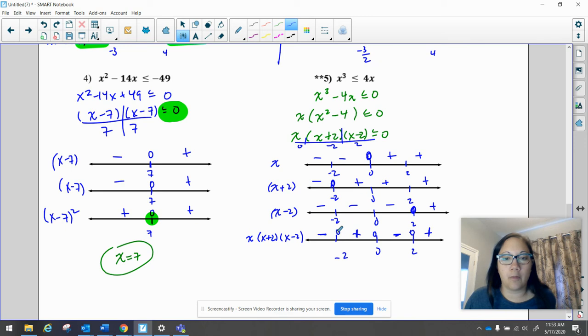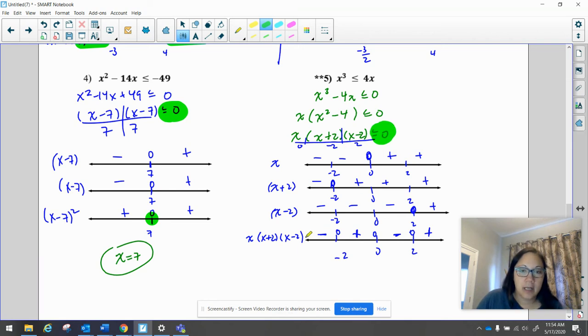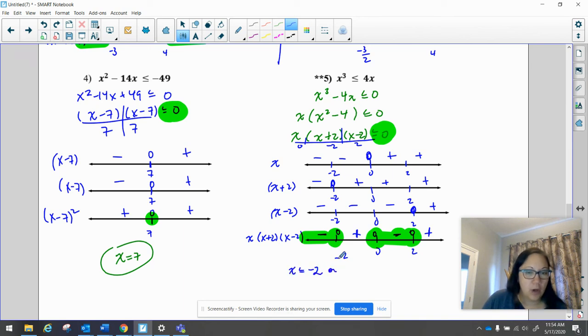So here's our final row. We've got a negative zone, then 0, then a positive zone, then 0, negative zone, 0, positive zone. And it is asking us for less than or equal to 0. So negative or 0. So negative zones work and zeros work. Those are my solution regions. I can't have anything where it's positive. So to write this out as a final answer would be, this is true when x is less than or equal to -2, or when x is between 0 and 2, inclusive.